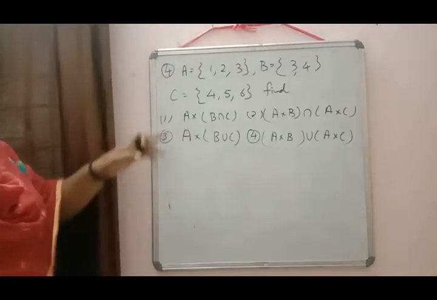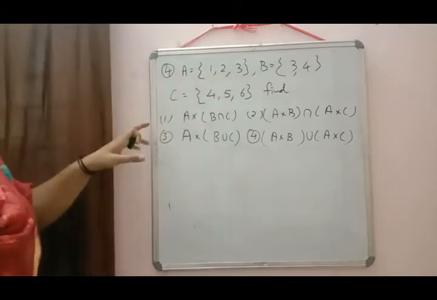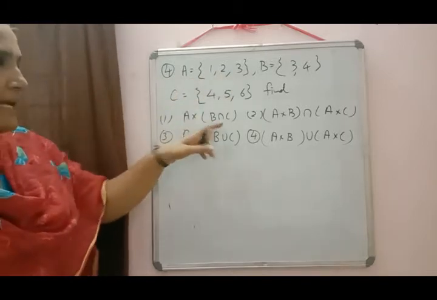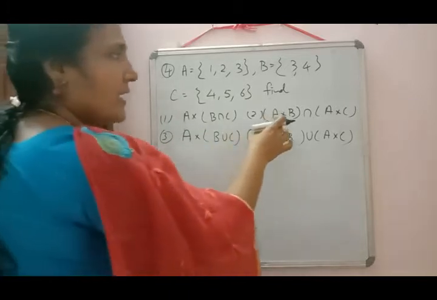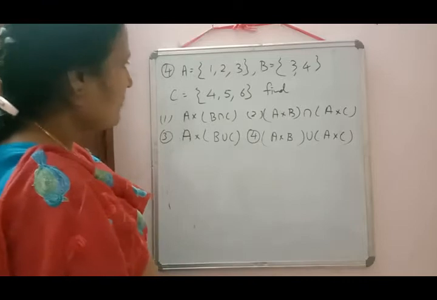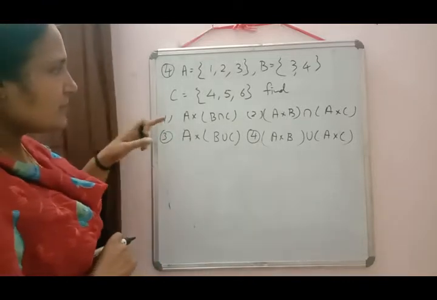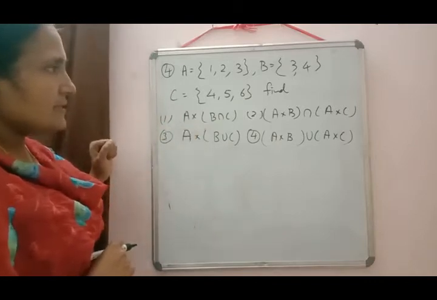In this question, sets are given: set A, set B, set C. We have to find A cross B intersection C. Similarly, A cross B intersection A cross C. So first we can check what we want to calculate first. First we want B intersection C.